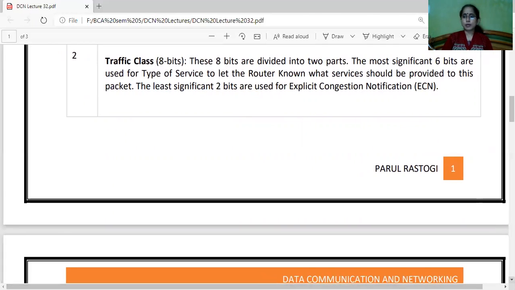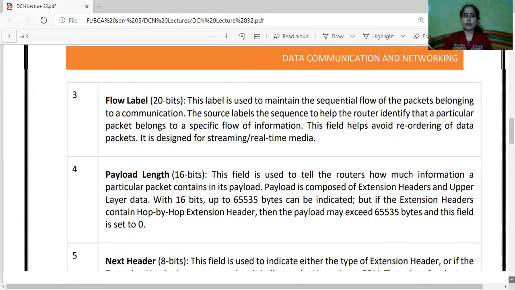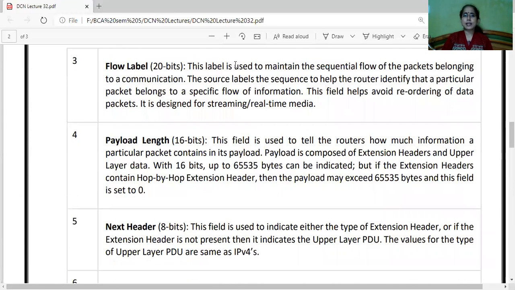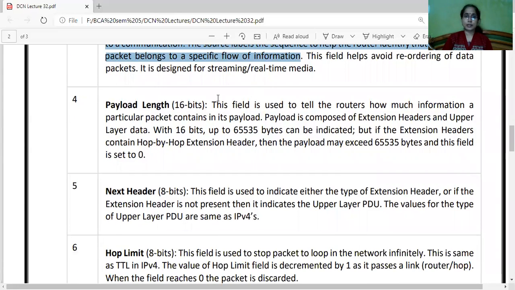Okay, talking about the next part, that is flow label, which is of 20 bits. This label is used to maintain the sequential flow of packets belonging to communication. The source labels the sequence to help the router to identify that a particular packet belongs to a specific flow of information. Sequential flow control mechanism में use होता है reordering avoid करने के लिए, streamlining.